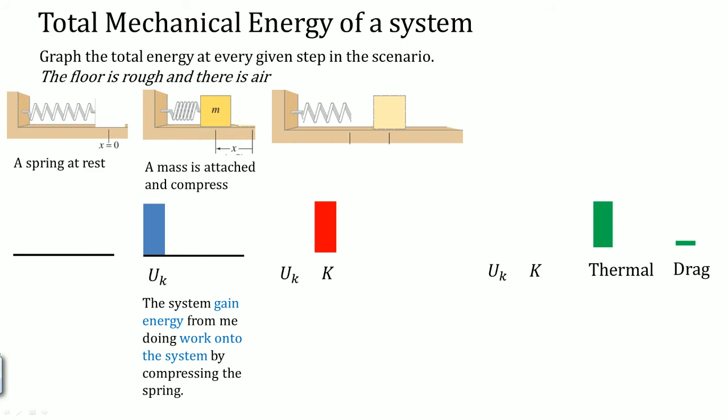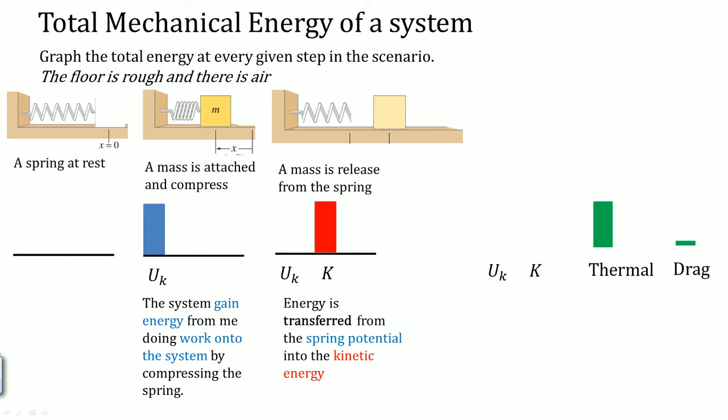Someone has to put energy into the system by doing work. That's me pushing the block and compressing it. The second scenario: now the block is released. All the potential energy that it had, which was U_K, is now transferred to the K, which is the mass, released from the spring, and it now has kinetic energy. The energy transfers all the spring potential into the kinetic energy.